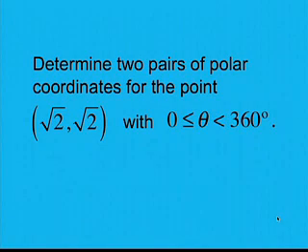Well, now it's time for you to try an example. Determine two pairs of polar coordinates for the point square root of 2, comma, square root of 2, with theta being greater than or equal to 0 and less than 360. Pause the video while you work on this problem, and when you are finished, restart the video to check your solution.